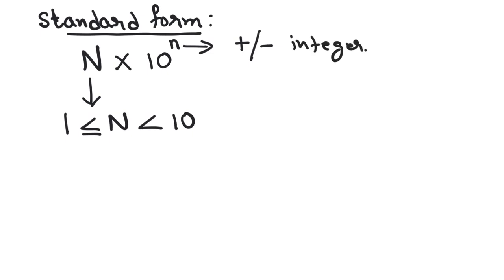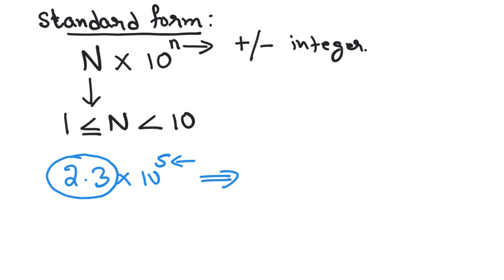For example, let's look at this. 2.3 into 10 to the power 5. Is this in standard form? Yes, because look at this. Is this number between 1 and 10? Yes, and the power is a positive integer. So this number is written in standard form.